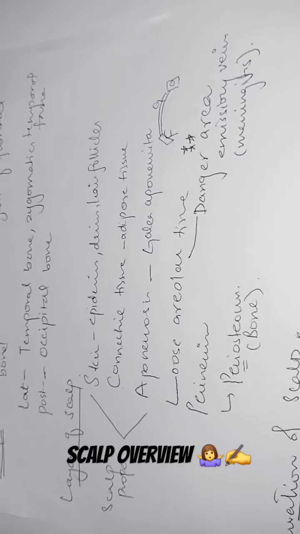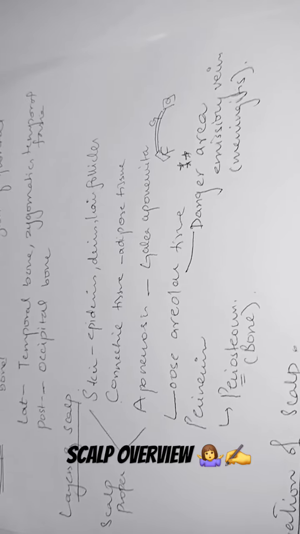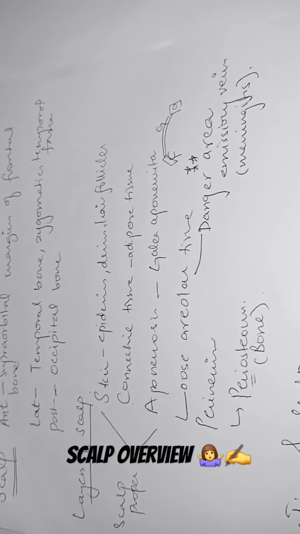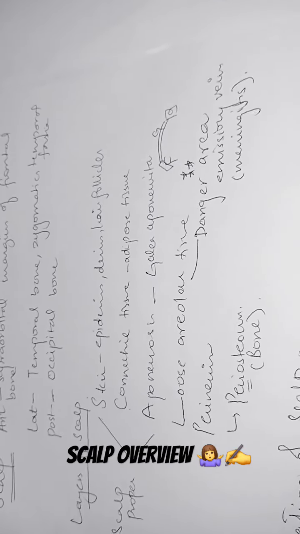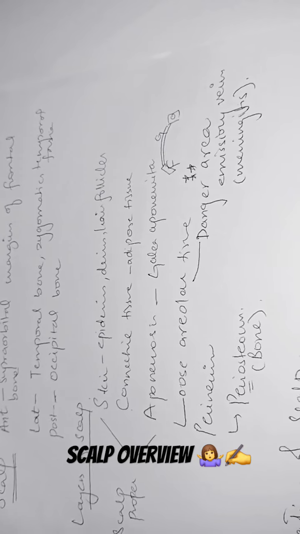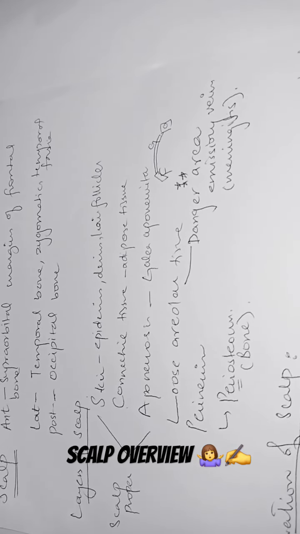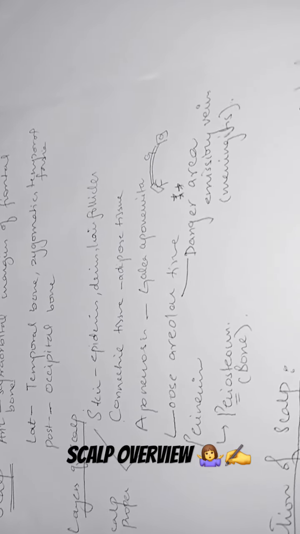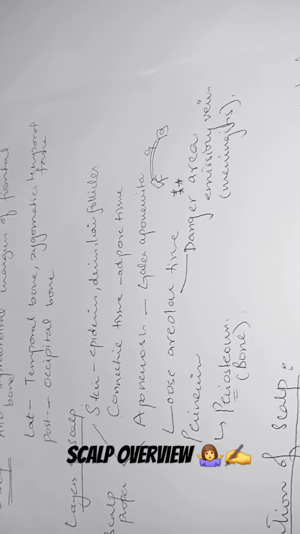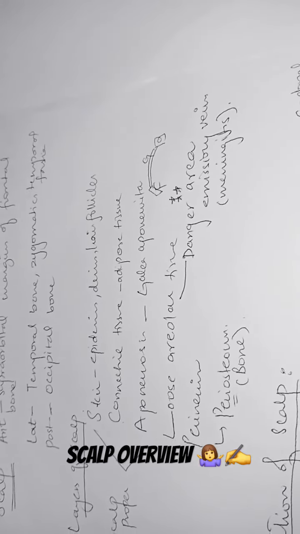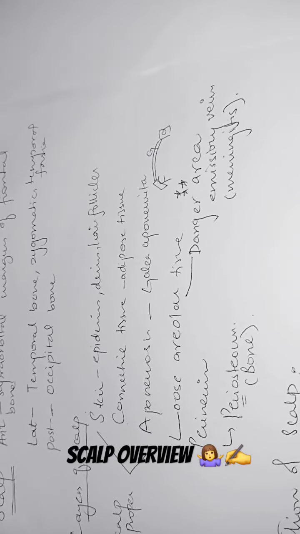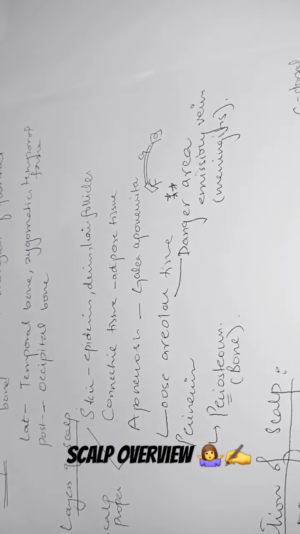Very simple. Now, if we talk about the layers of the scalp, it is in the name, that is SCALP: S for skin, C for connective tissue, A for aponeurosis, L for loose areolar tissue, and P for pericranium or periosteum, which is the bone. The thing which you have to remember from an MCQ point of view is that the danger area is the fourth layer of the scalp, which is the loose areolar tissue, because it contains the emissary veins from which the infection can spread to the meninges and meningitis can be caused.